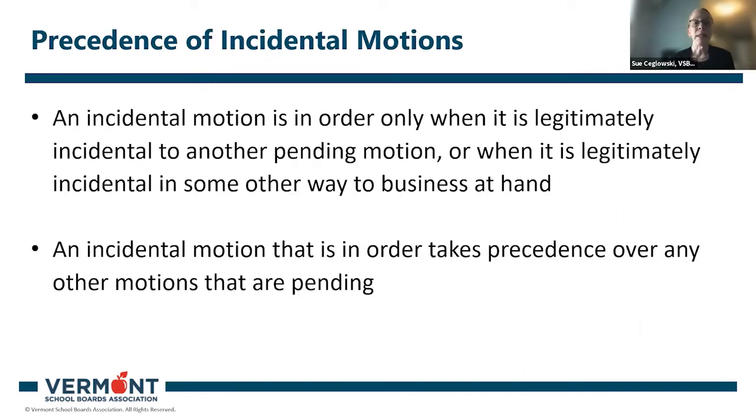Moving on to precedence of incidental motions. Wanted to make sure to note that an incidental motion is only in order when it's legitimately incidental to another pending motion. So you wouldn't be able to make a point of order if there's not another pending motion being considered, or when it's legitimately incidental in some other way to business at hand. An incidental motion that is in order takes precedence over any other motions that are pending.